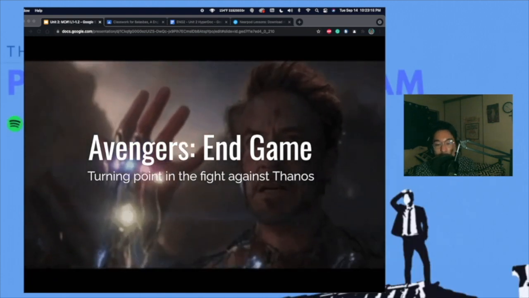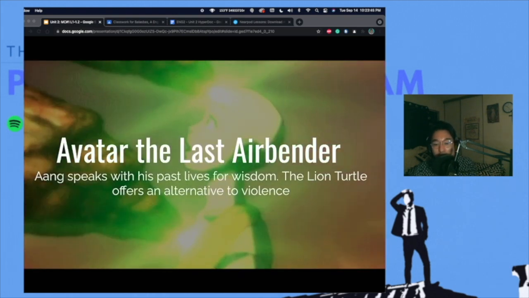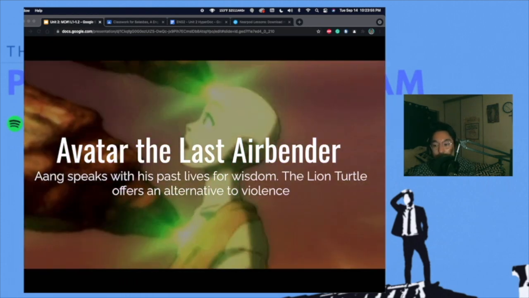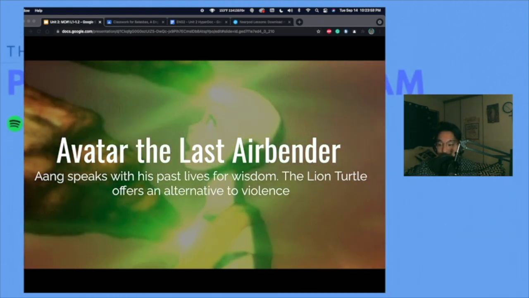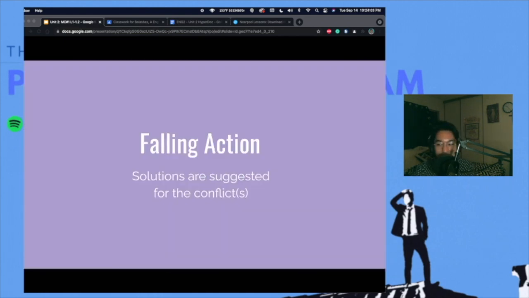which, after these things typically happen, leads to something called the falling action, where solutions are suggested to resolve the conflicts that were happening throughout the story. The falling action shows the results of major events and resolves loose ends in the plot. Even though Aang finds an alternative to murder before his fight with the Fire Lord, this is still contributing to the resolve of major events in the show's finale. Aang has the opportunity to speak with his past lives for wisdom, and then he encounters this lion turtle that offers an alternative to violence. Hence the definition: solutions are suggested for the conflicts.